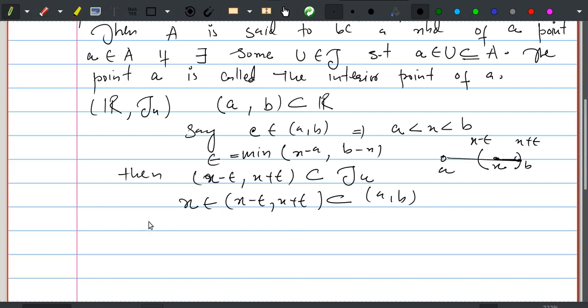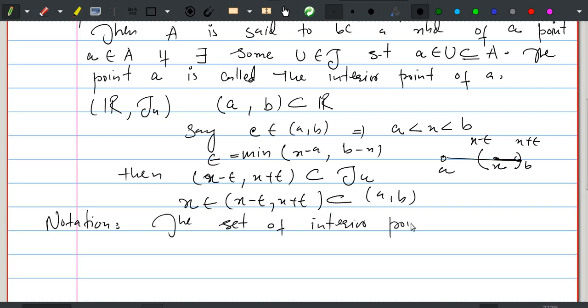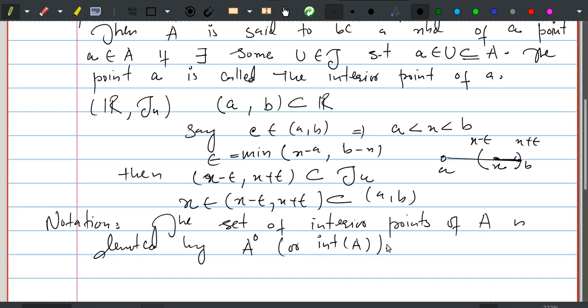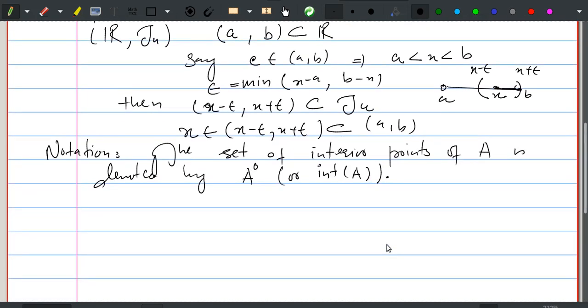Now this is the notation: the set of interior points of A is denoted by A superscript a small circle, or sometimes by int A. Now we have a small result here, a proposition which is a trivial one: the interior of a set A is the union of open subsets of A.